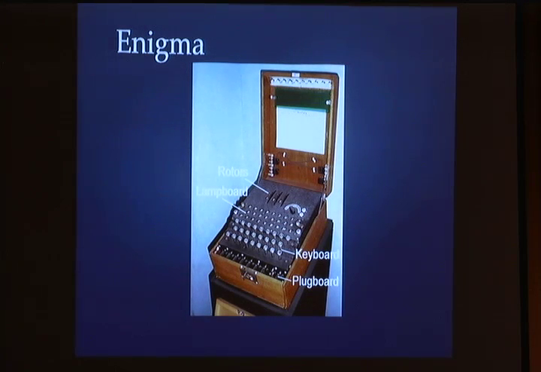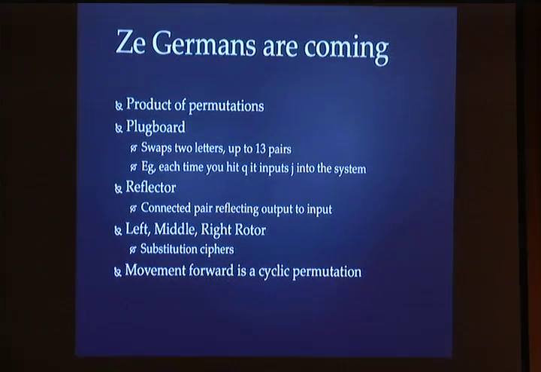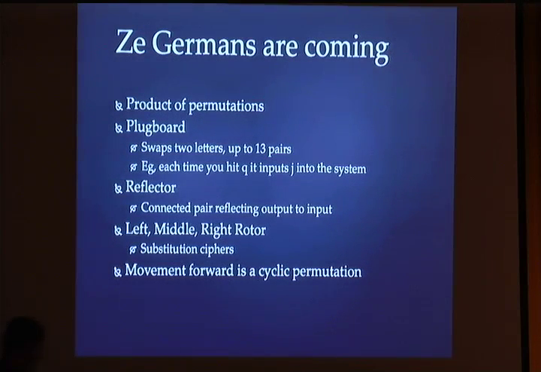So we went from about 100 AD to about 1500 AD, and now we're going to go up to 1940. Enigma. So the Germans are coming. Enigma is what's called a product of permutations. A product of permutations basically says I have a bunch of mappings, A to B, A to B, A to B. How do I combine them all together to figure these things out?